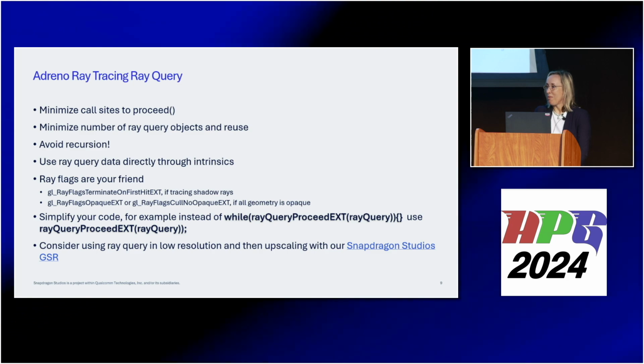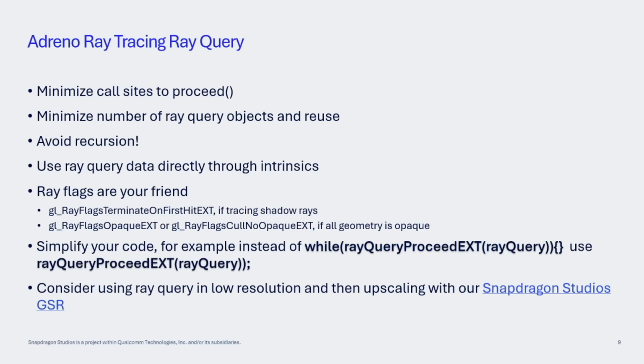Ray flags are your friend. They exist for a reason. So if you're chasing shadow rays, use your terminate on first hit flag. If your geometry is all opaque or you want to treat it as all opaque, force those flags accordingly.